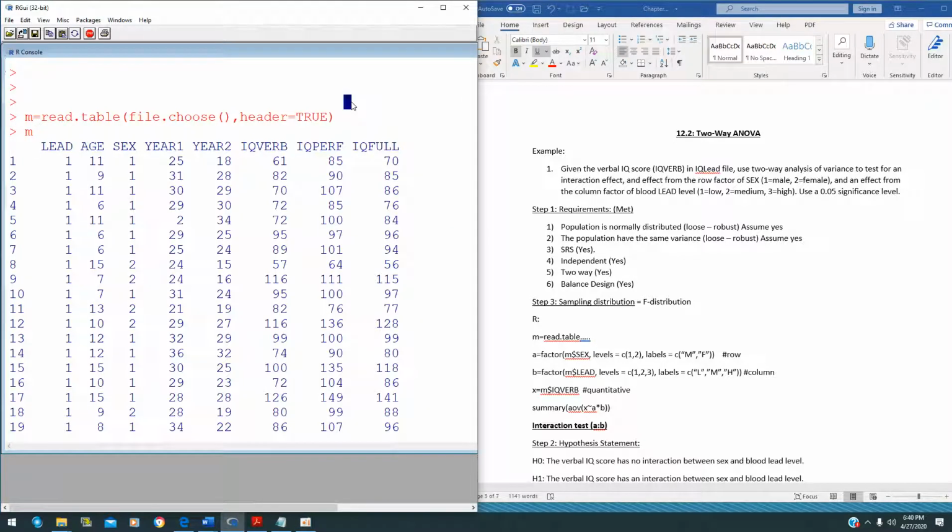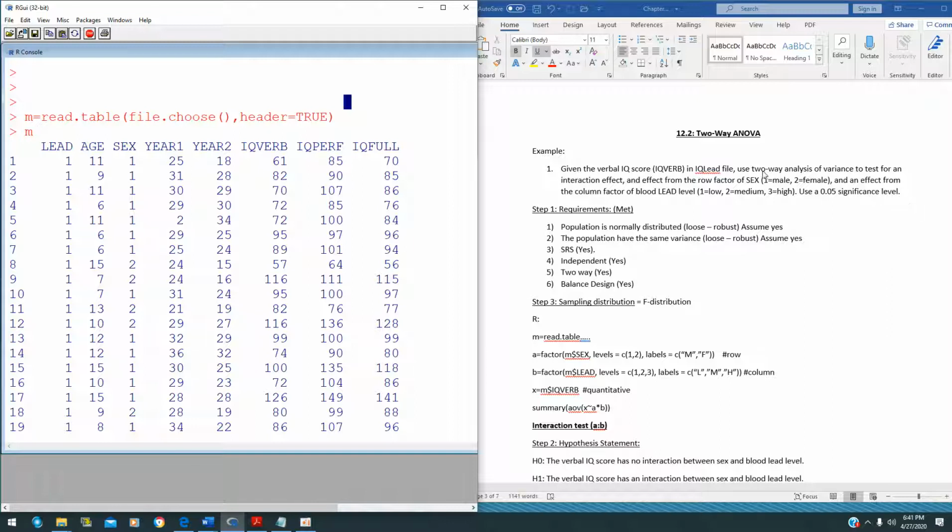This is for statistics. We're going to do some examples on 12.2 two-way ANOVA. Given the verbal IQ score, IQ verb, in the IQ lead file, so this is coming from the file name, use a two-way analysis of variance to test for an interaction effect, an effect from the row factor, in this case sex, where 1 is labeled male and 2 is female, and an effect from the column factor of blood lead level, 1 for low, 2 for medium, 3 for high. Use a 5% significance level.